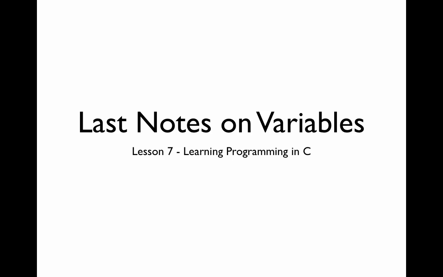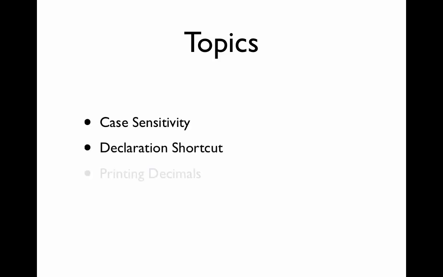So the last few videos we were talking about variables, and we're pretty much done talking about variables. There's only a few more topics that we didn't actually get to in the previous videos, and they're semi-important topics, and they're more things that are actually just useful to know. And so the topics we are going to be covering today are case sensitivity, the declaration shortcut, printing decimals, and also order of operations, some things that we didn't actually get to.